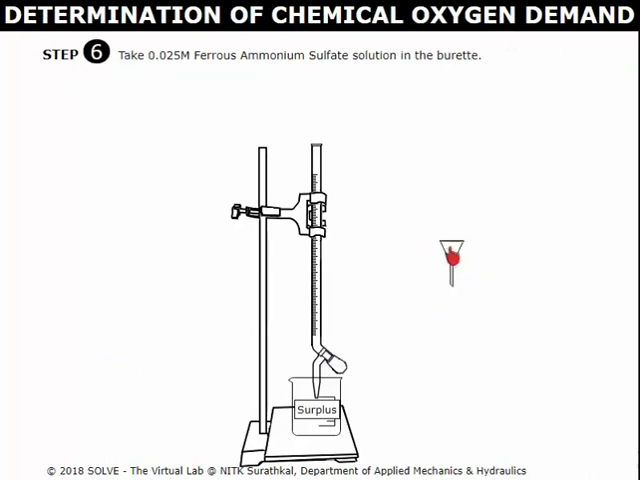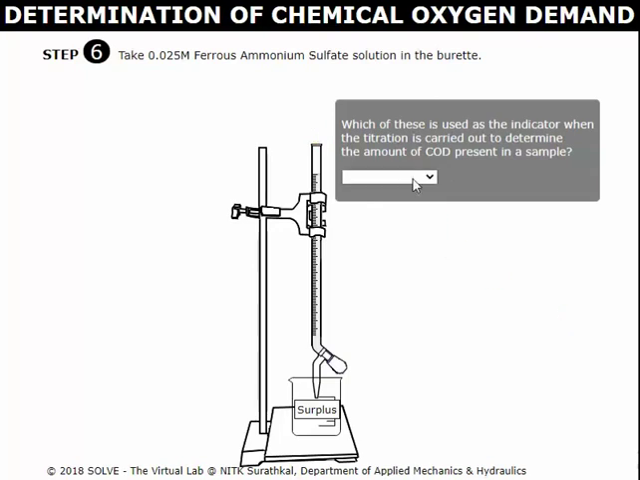Click here to place the funnel into the burette. Open the lid of ferrous ammonium sulfate solution. Click here to transfer the solution into the burette up to the 0 mark. Close the lid. Remove the funnel from the burette. Select the correct answer for the pop-up question to proceed to the next step.